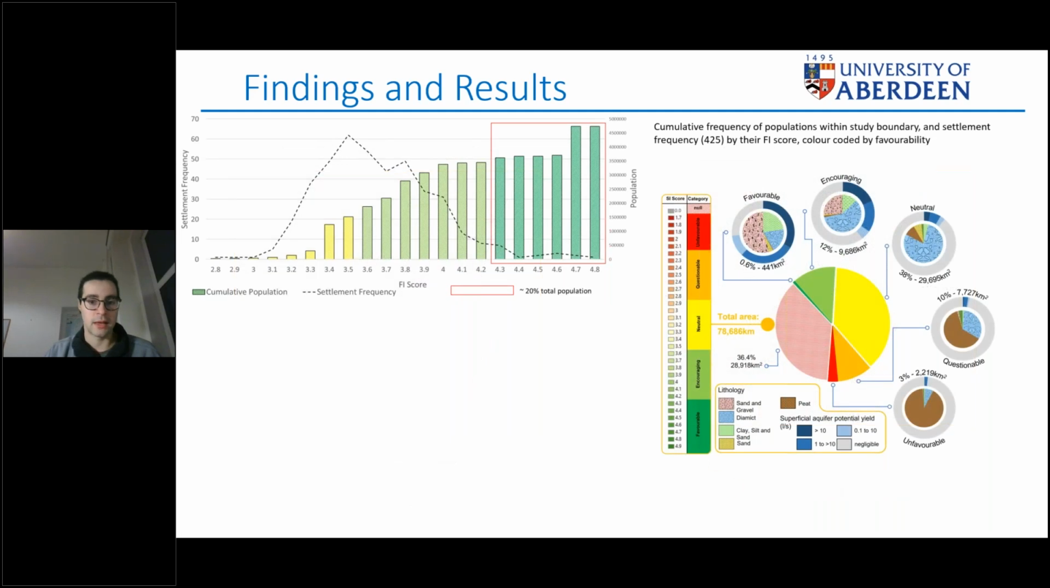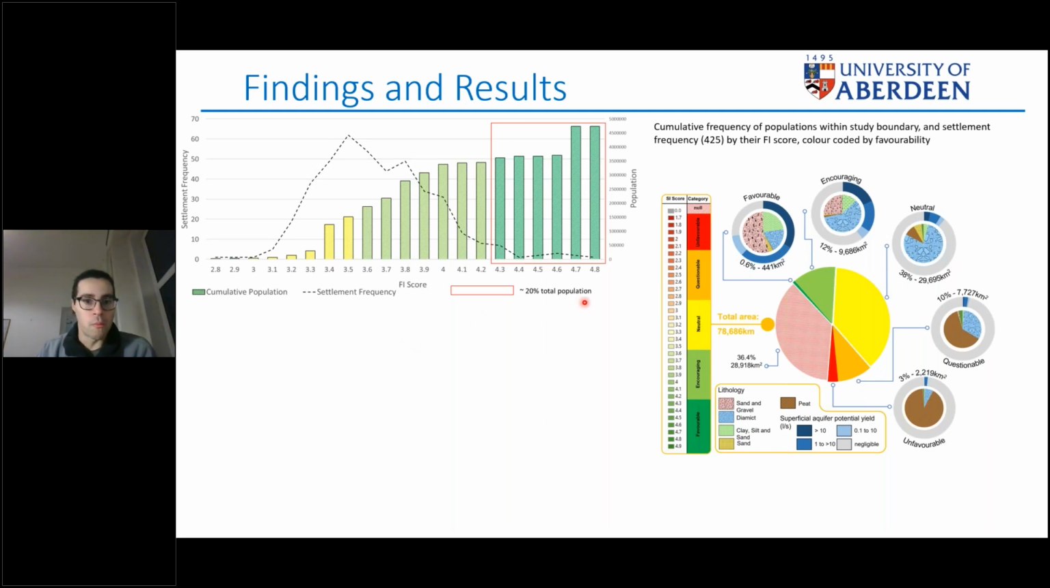When you observe that on a national scale, we can see that more than 20% of the Scottish population live within an area of the highest favourability index category. This cumulative frequency plot shows the cumulative frequency of populations within the study boundary and settlement frequency, which is this line here, colour coded by their favourability score. The most favourable is up here, this is encouraging here, and so on.